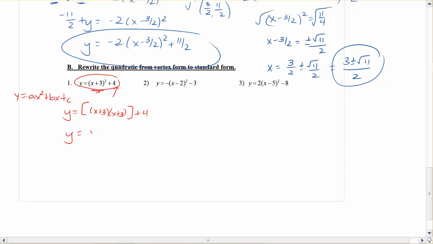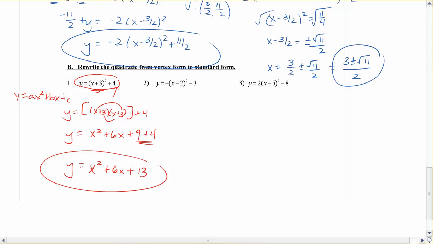When I multiply through, I get x squared plus 3x plus 3x, so that's plus 6x plus 9. I bring down my plus 4, and the only thing I have to do is combine like terms. So it's x squared plus 6x plus 13. And I've just changed it from vertex to standard. So much easier to go backwards.